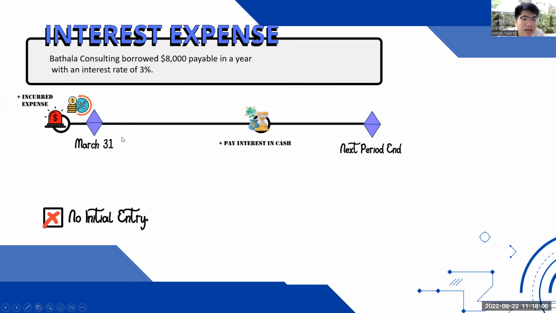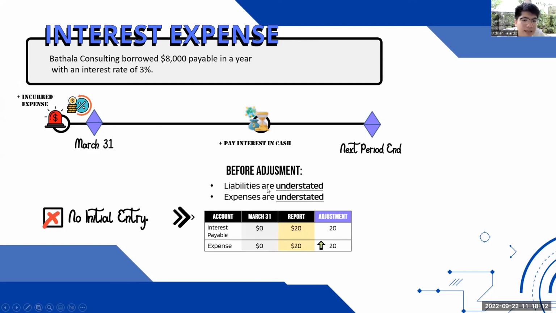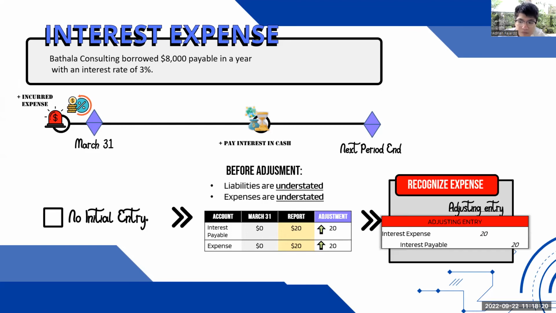So again, walang entry to, right? Because kinukompute mo lang siya at the end of the period. And therefore, your liabilities are understated and expenses are understated because you haven't accounted for your interest expense and your interest payable. And therefore, our adjusting entry is to recognize expense, meaning debit interest expense of 20, credit interest payable of 20. So we increase our liabilities by 20, we increase our expenses by 20.